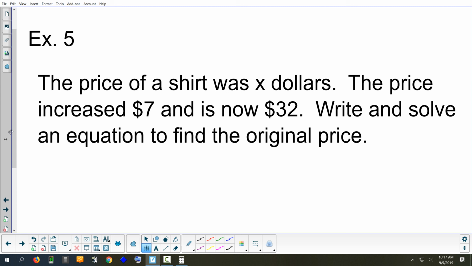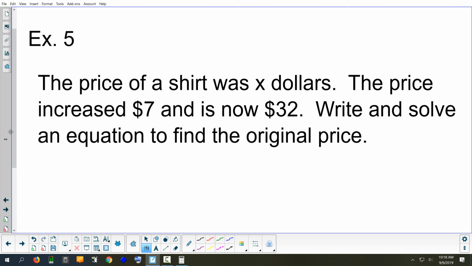Now, sometimes I may change the number. Like I may have had 42 instead of 32. If you ever notice the number is different on your guided notes, just let me know. We'll fix it. So it says the price of a shirt was X dollars. The price was increased by 7 and is now 32. Write and solve an equation to find the original price.